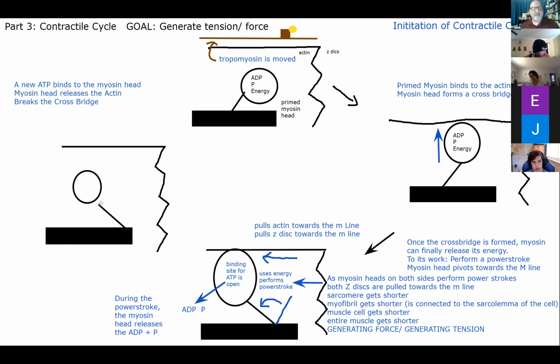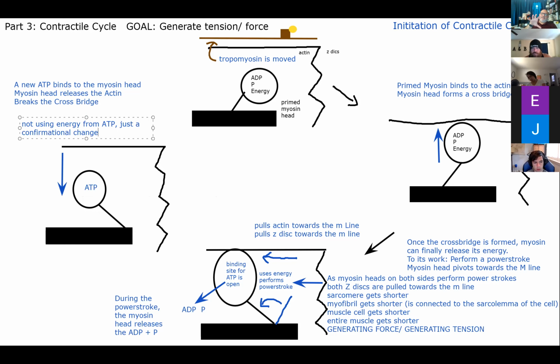So our myosin head, when a new ATP comes and binds to it, lets go. Just like my hand. I grab, I pull, I let go. We break the crossbridge. Notice it's not using the energy from the ATP. This is just a conformational change. Just letting go.